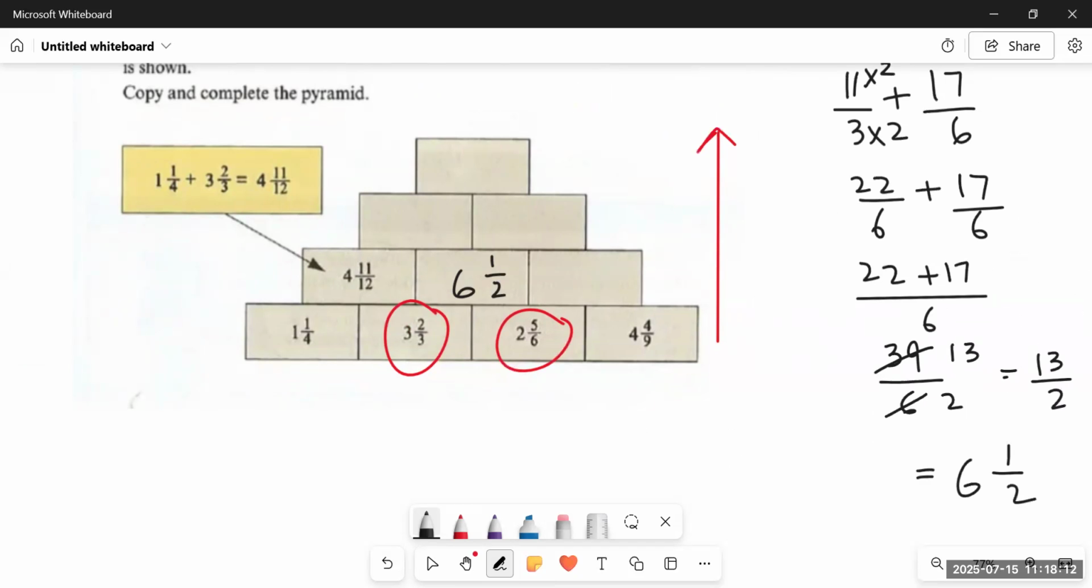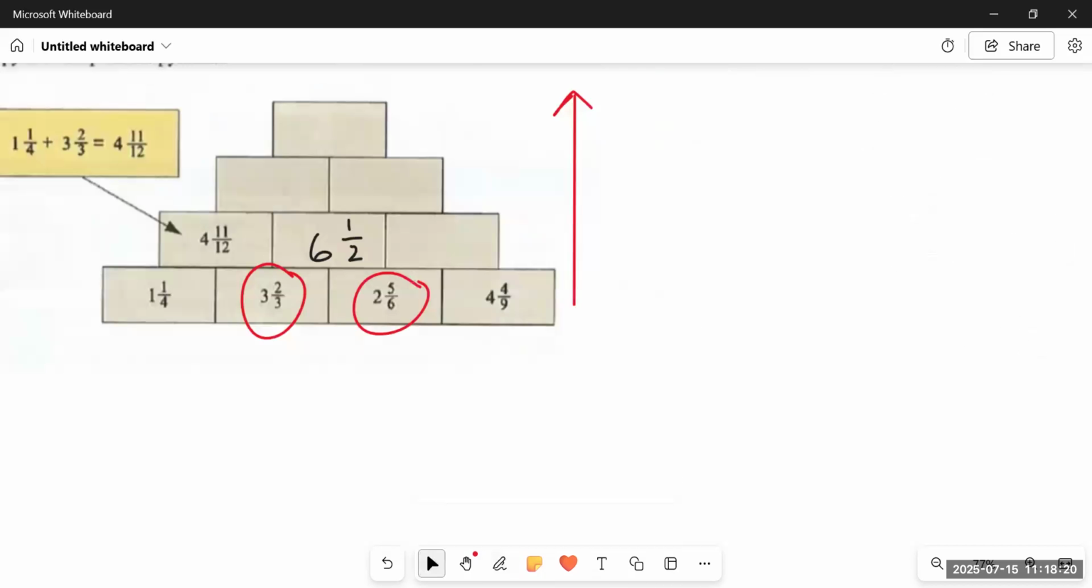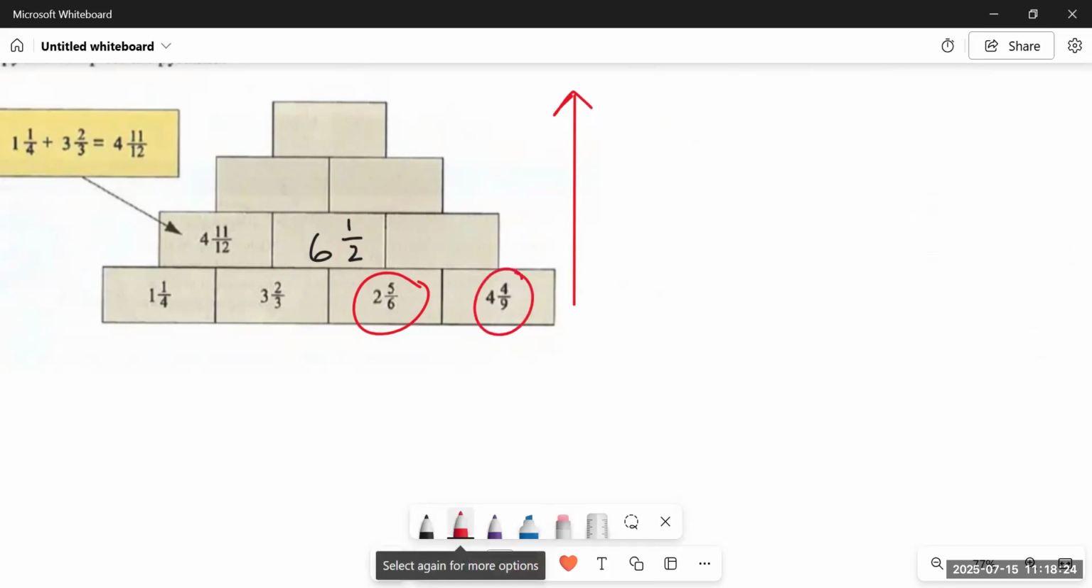Okay, students. After that, what do we have to do? We have to move towards the next two blocks. What are the two blocks? These two. So we will solve them. 2 whole 5 upon 6 plus 4 whole 4 upon 9.